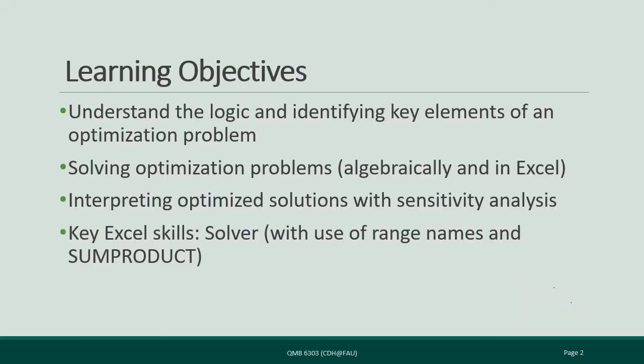So in this session, we'll study the logic and nature of an optimization problem. We'll try to identify the key elements so that we can solve the optimization problem. The solution part of it can be done through algebra. That will be the basic construction of a problem, but of course the focus is on how to use Excel to solve it. So once we find the optimized solutions, then we need to interpret what they mean.